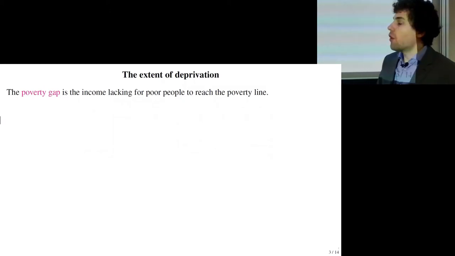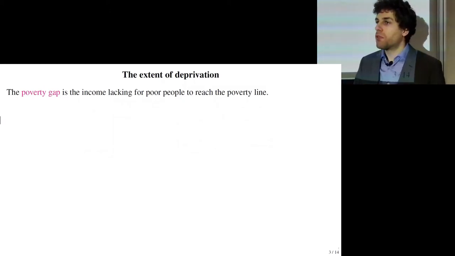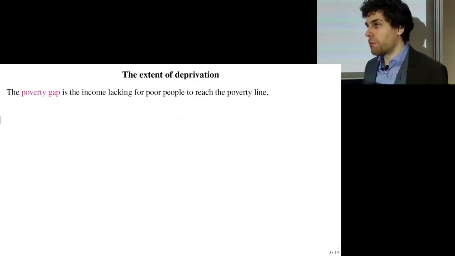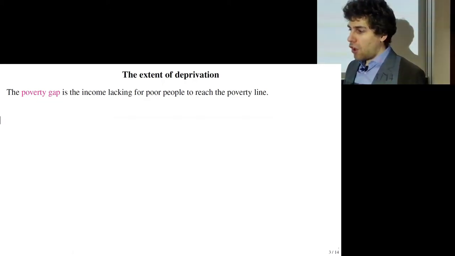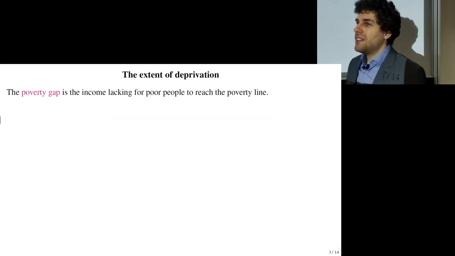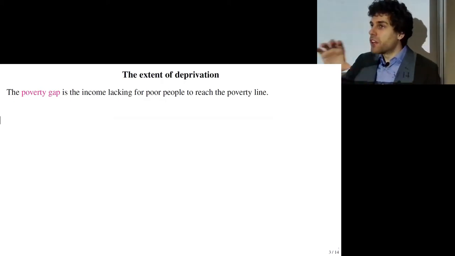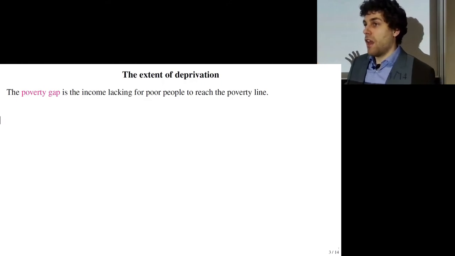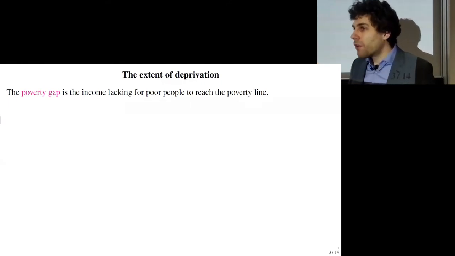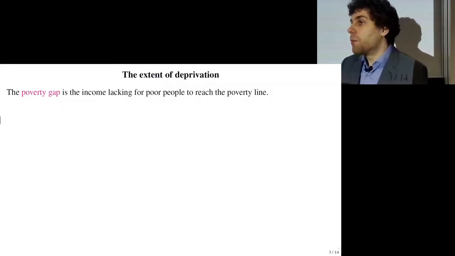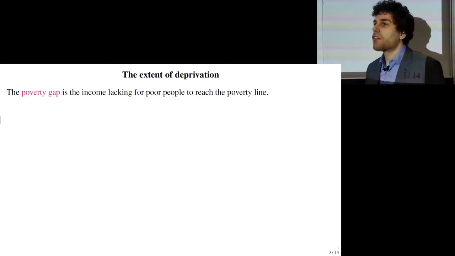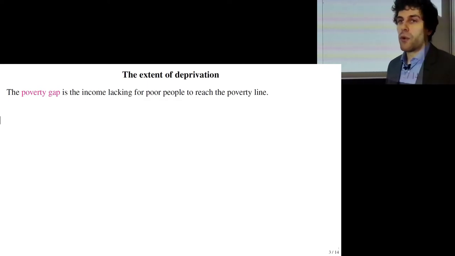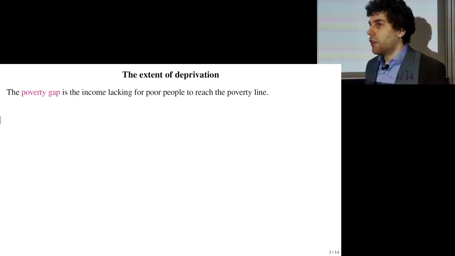Now, another measure that is more accurate of poverty than the number of people below the poverty line is the poverty gap. So the poverty gap of one poor person is the distance from the income of that person to the poverty line. And the poverty gap of a country is the sum of the poverty gaps of each poor person in this country. So let's say that the poverty line is $1,000 per year, and your income is $600. Your personal poverty gap is $400. This is what it would cost to reach the poverty line.